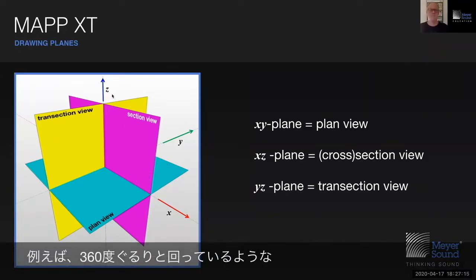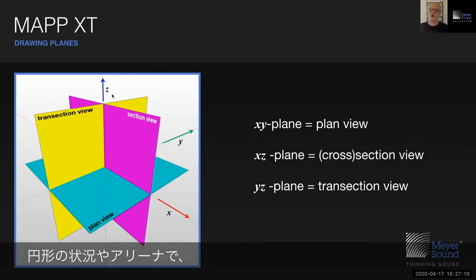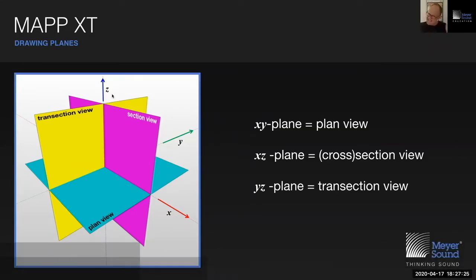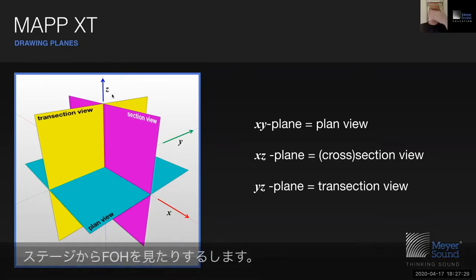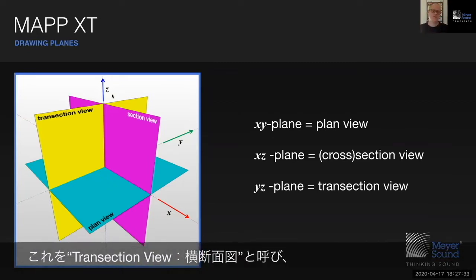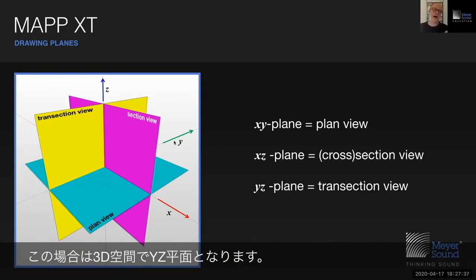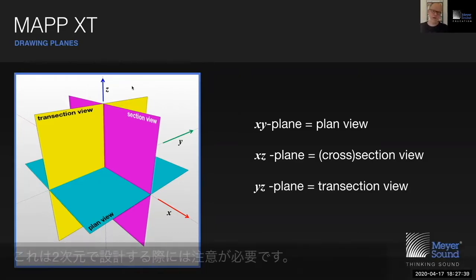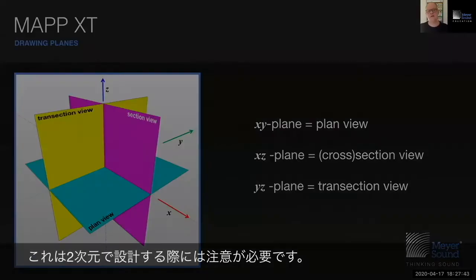And sometimes, for example, think in the round situations or arenas where you are doing 360 degrees in a round, sometimes you have reason to look at a transection. So that would be like observing the stage from front of house or observing the front of house from the stage. And we refer to that as a transection view. And in this case in 3D space that would be my YZ plane. That is something that we need to be mindful of when designing in 2 dimensions.